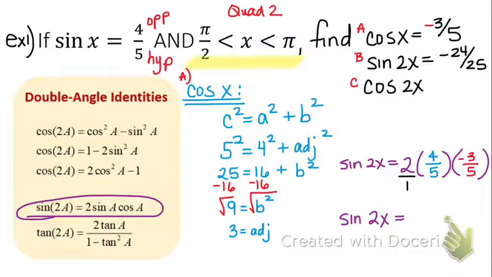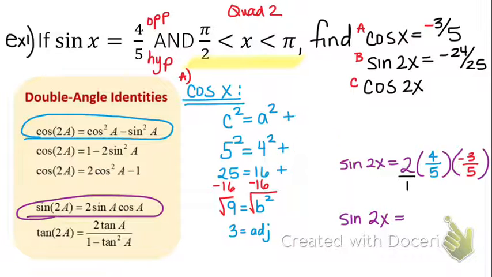So now we're ready to find the cosine double angle. There are 3 different choices that we can use, but if you know sine and cosine, I'm going to use the first one because it's a little easier to work with. I want to make sure you understand that all 3 will give you the same answer. So let's go ahead and find the cosine double angle. Let me make myself some space.